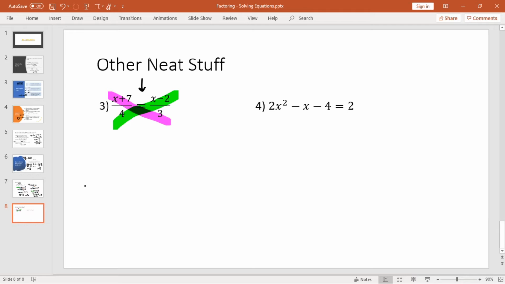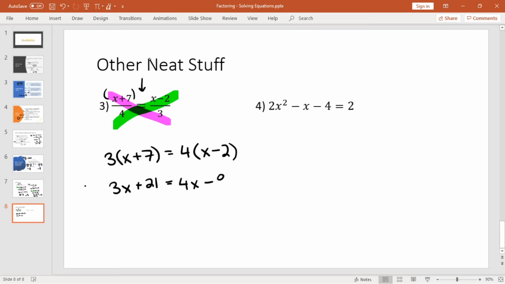3 times x plus 7. Use the brackets because these are essentially bracketed. Equals 4 times x minus 2. And once you get rid of those fractions, everything becomes a lot better. So we're going to distribute on the left and right side. 3x plus 21 equals 4x minus 8.